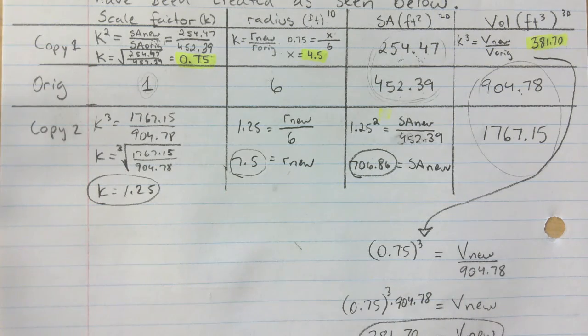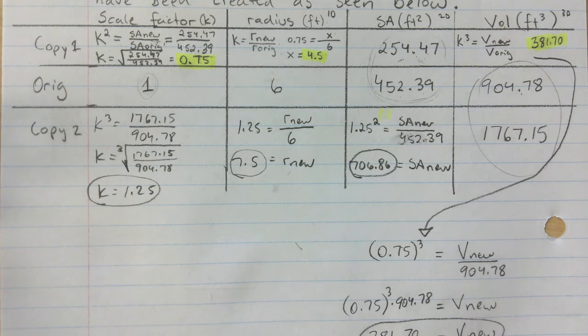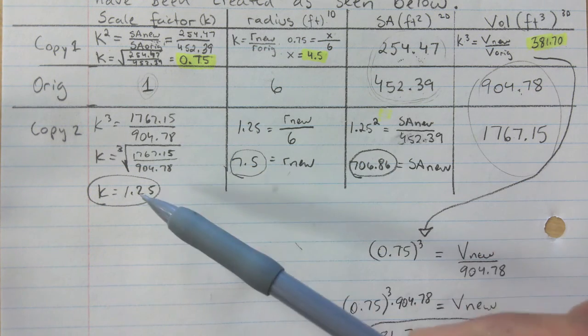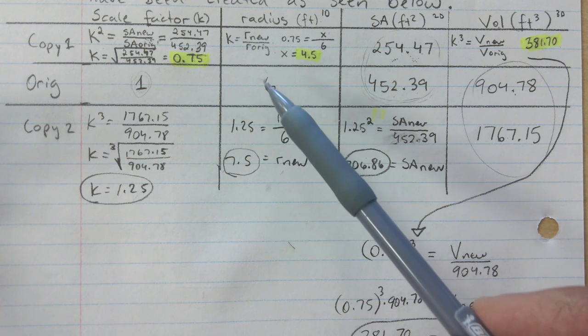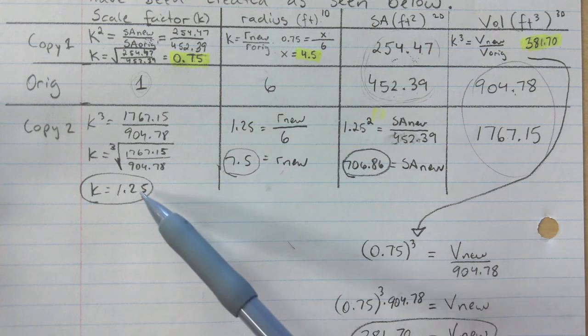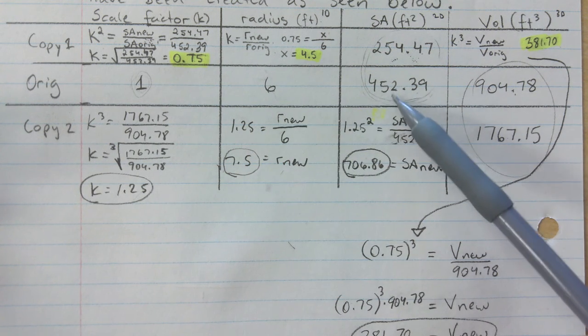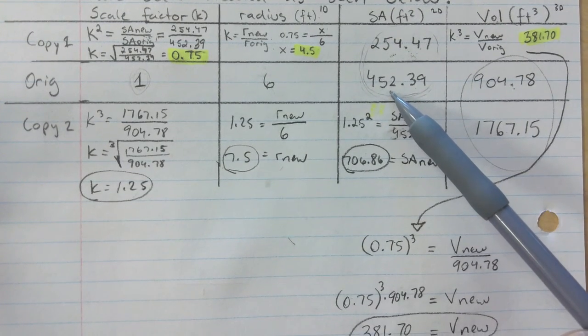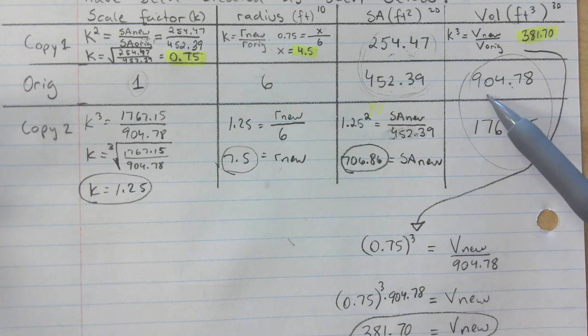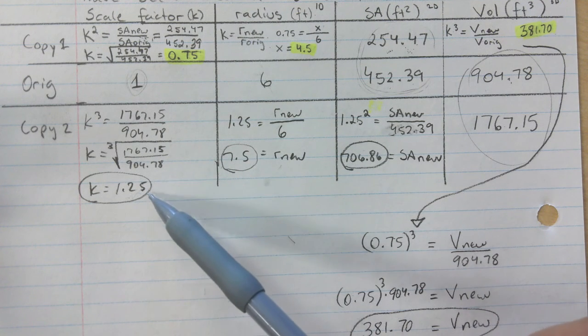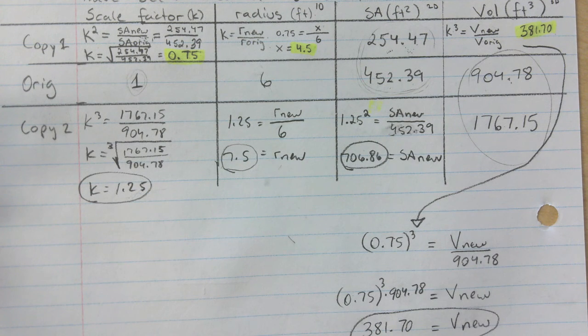I will tell you this, there's a trick to these. Once you find the scale factor, it is basically just multiplying, right? 6 times 1.25, 452.39 times 1.25 squared, and then this number times 1.25 cubed. That's how it goes. You just multiply, okay?